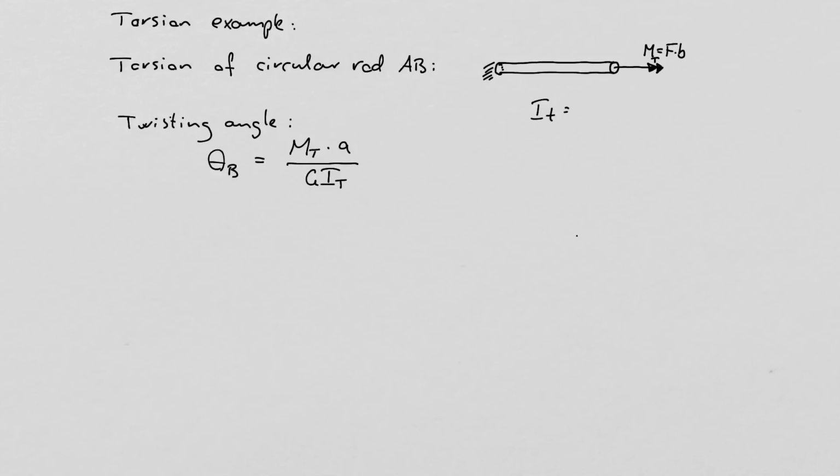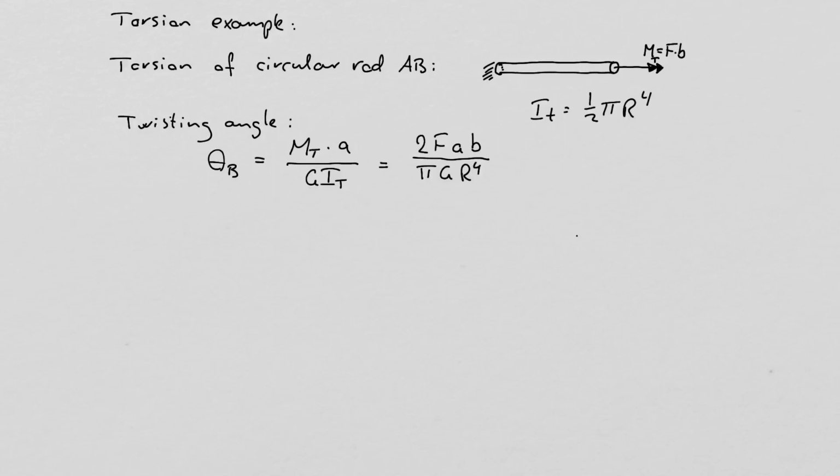We can look it up, and it's 1/2 pi r to the power of 4, or exactly twice the bending moment of inertia for the same cross section. Now inserting this, we finally get that the twisting angle is 2 times F multiplied by A multiplied by B divided by pi G R to the power of 4. Okay, so what is now the effect of this twisting angle?